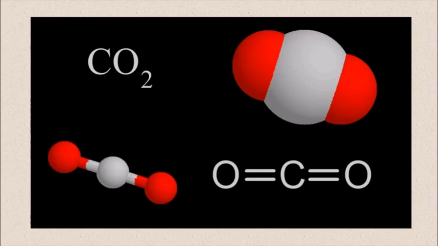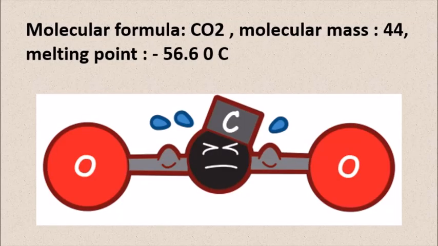Now carbon dioxide is readily available in nature, and carbon dioxide is formed when carbon combines with two atoms of oxygen. So the molecular formula of carbon dioxide becomes CO2. So now we know the molecular formula of carbon dioxide, that carbon combines with two oxygen atoms. Now the molecular mass of carbon dioxide is 44. Now it is because of carbon and oxygen both.